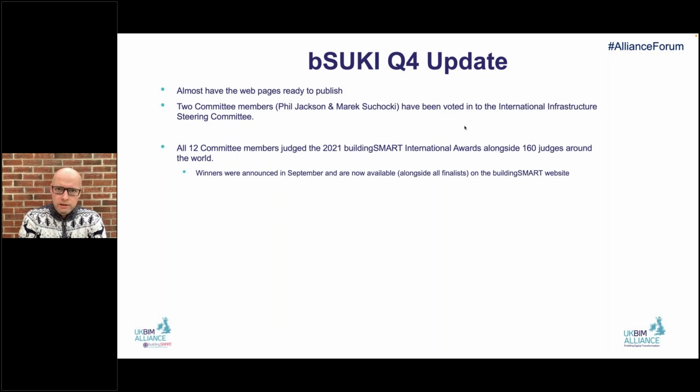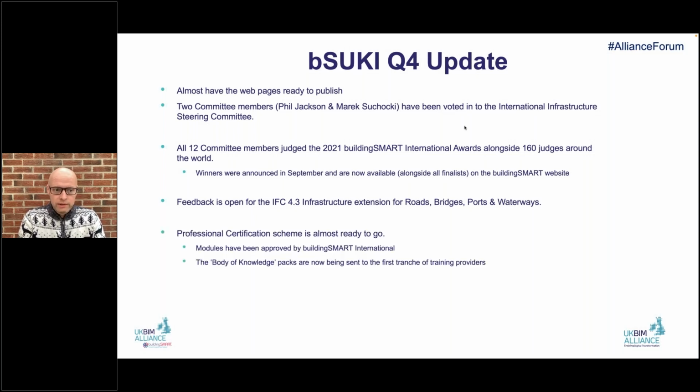Quite regularly we are asked as buildingSMART, as the Alliance, for case studies to show that certain things have been done. And it's a huge resource. I think they've got 3 years now' worth of winners and finalists of really good case studies, which were competition entries of things that are using IFC open BIM processes to deliver results and benefits to clients and design teams all the way through the life cycle. So there's some really good results and case studies on there if you need them. As I said, feedback is open for the IFC 4.3 infrastructure extension for roads, bridges, ports and waterways. So please comment if you have any.